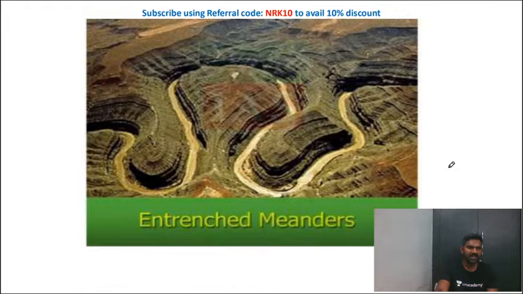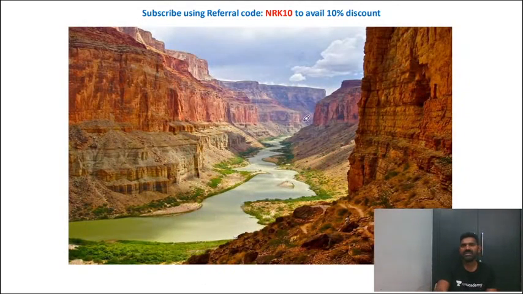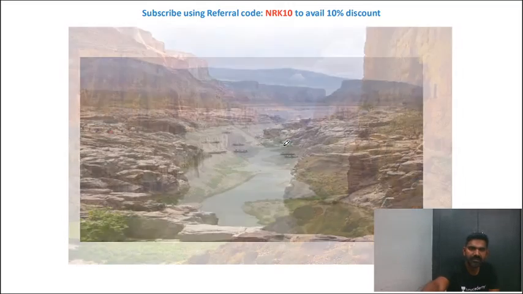Entrenched meanders. What are these entrenched meanders? This is where the running river cuts the land along its weak points, from bottom to top, in an increased width. The river cuts the landform, and that is called an entrenched meander, with a snake-like flow. This is an example of entrenched meanders.